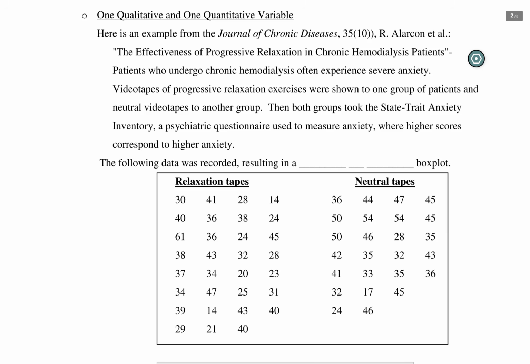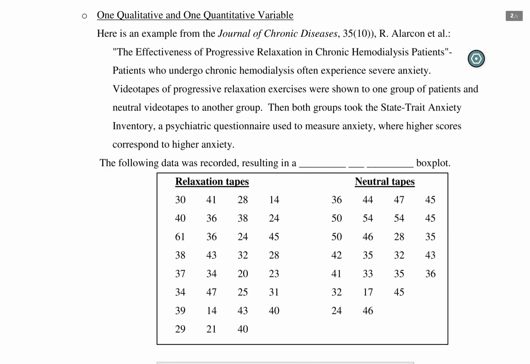What about one qualitative variable and one quantitative variable? Here's an example from the Journal of Chronic Diseases. So take a minute to read the problem set up here. Patients that undergo hemodialysis often experience severe anxiety, and so one way to deal with this is to try to relax the patients, and one technique that was done was to show patients a relaxation videotape.